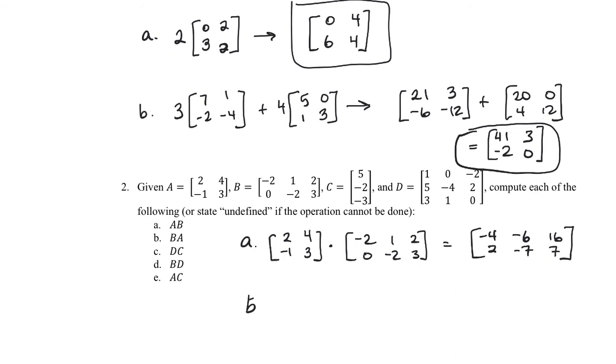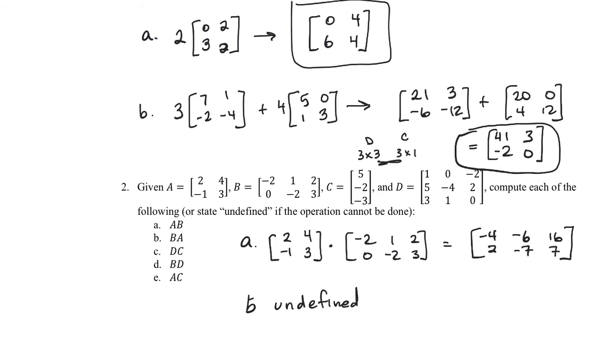Now part B is matrix B times matrix A. Matrix B is a 2 by 3. Matrix A is a 2 by 2. So the inner dimensions don't match. So we would say that part B is undefined. We can't multiply matrix B by matrix A. Matrix D times matrix C. D is a 3 by 3, so this is matrix D. Matrix C here has 3 rows, 1 column, so that's a 3 by 1.